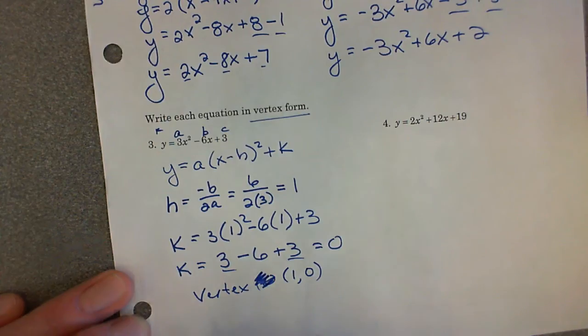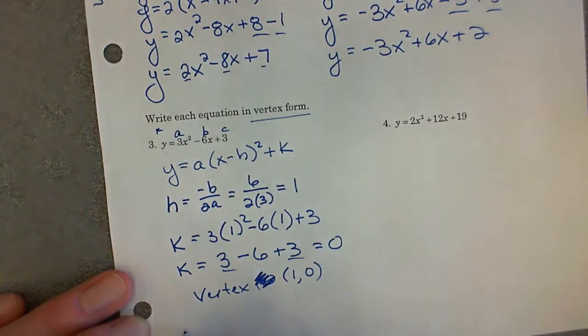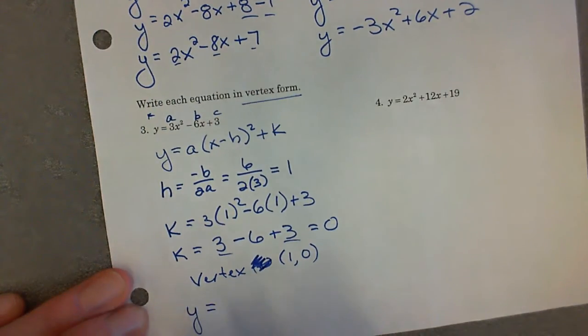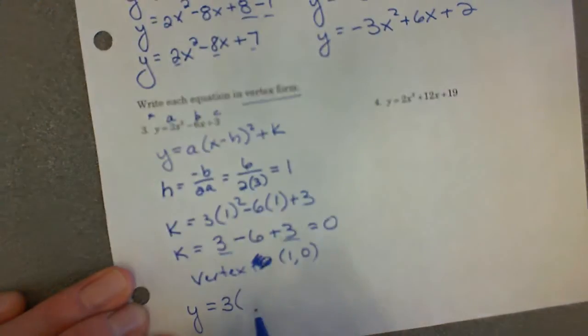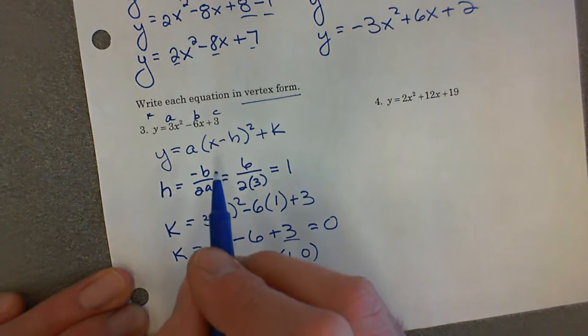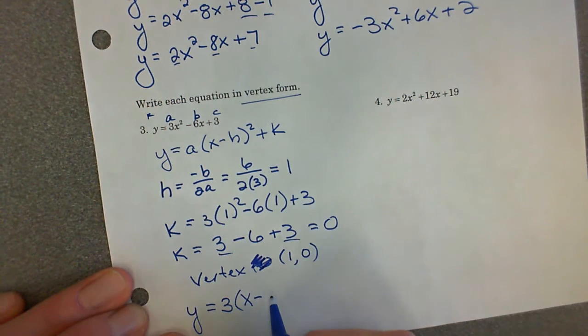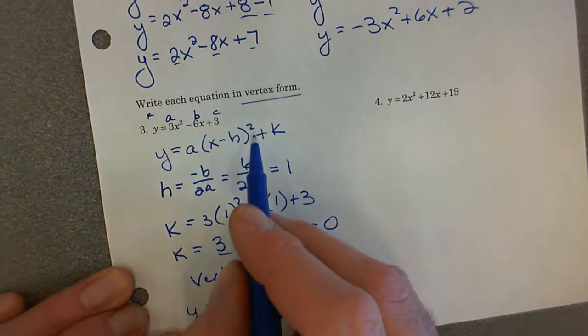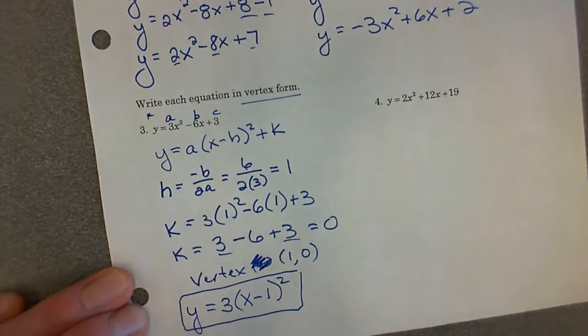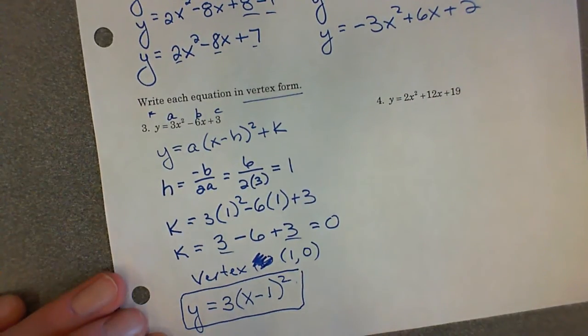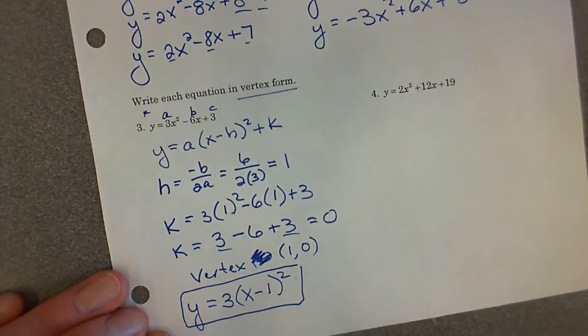Okay, so now we can write our equation. y equals your a, which is 3, times x minus your h, and your h is 1, squared, plus k, but k is 0, so technically it's plus 0, but you don't need to write plus 0, because adding 0 doesn't do anything. So there's your final equation. Now again, you could plug this in your calculator, plug the original in your calculator, and see if those are the same.